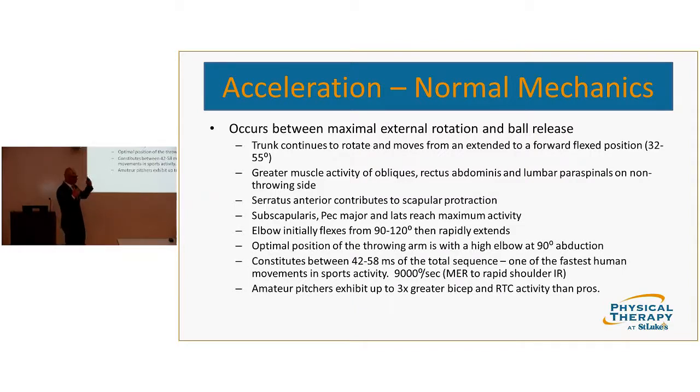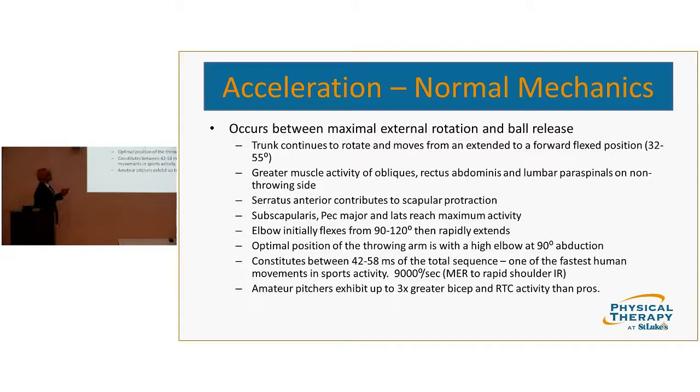This whole time, hopefully, what I didn't mention at the beginning is trying to envision what's happening while they're pitching. That'll help you get an idea of what's happening. But think about as that ball's coming forward, your scapula is going to protract. Right? Elbow initially flexes from 90 to 100 degrees, then rapidly extends. Optimal position of the throwing arm is with a high elbow at 90 degrees of abduction. So as they come through here, again, you don't want it down here. You would want it shoulder height or just a little bit above, at least from the stuff that I've read.